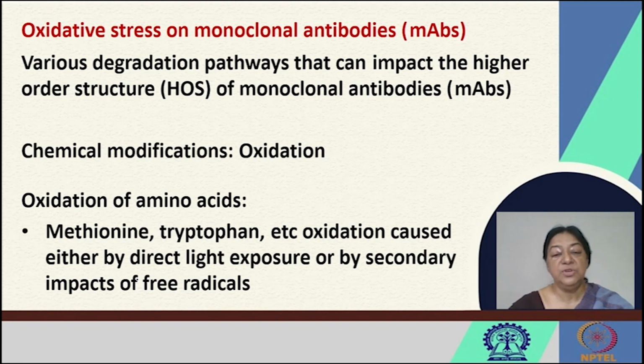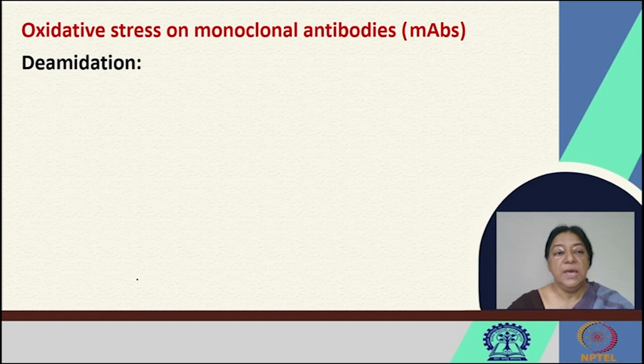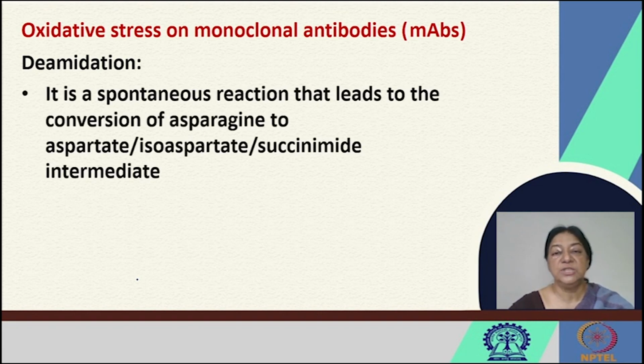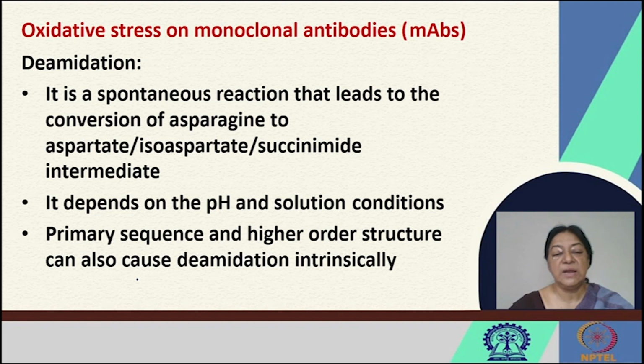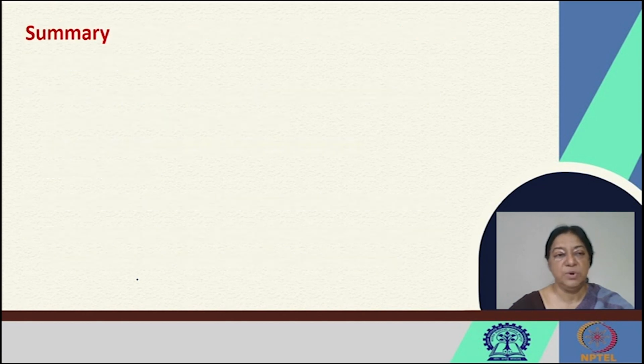Here, for example, methionine, tryptophan, etc. oxidation can be caused by direct light exposure or by secondary impacts of free radicals. In the case of deamidation, this is a spontaneous reaction that leads to the conversion of asparagine to aspartate, isoaspartate, and succinimide intermediates. These depend upon the pH as well as the solution conditions, and the primary sequence and higher order structures can also cause intrinsic deamidation, which is an important factor in oxidative stress of these antibodies.